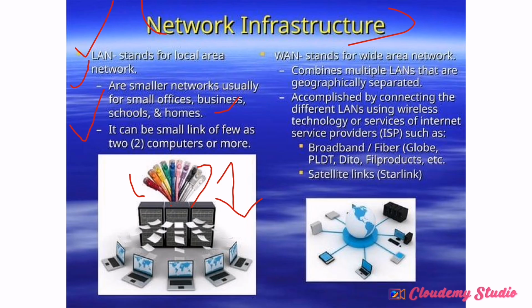So the source of the internet can be from the router, the Starlink, or from the MTN or Airtel provider. It doesn't matter, for as long as you have a successful LAN connection. Okay, and here is the WAN connection, which stands for wide area network. So this one combines multiple LANs that are geographically separated.